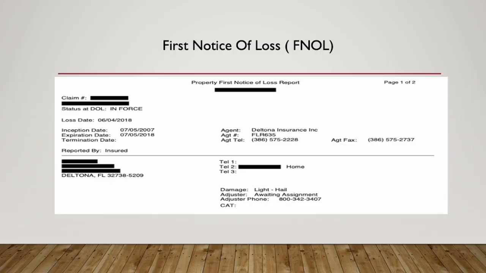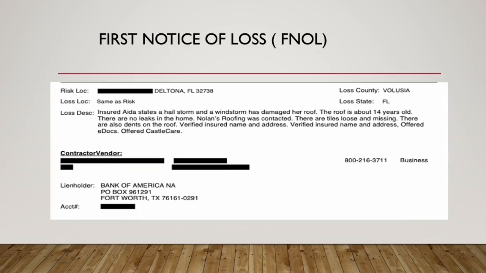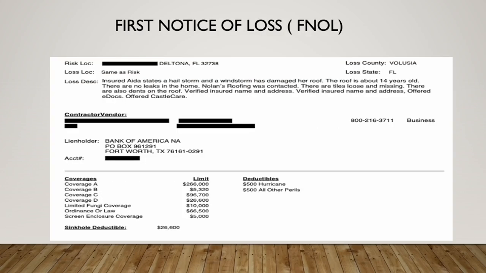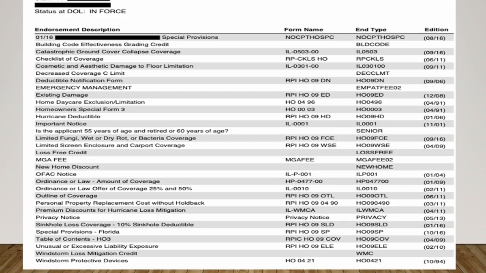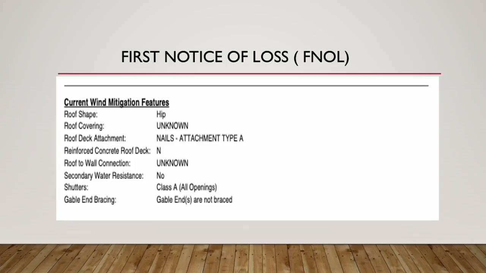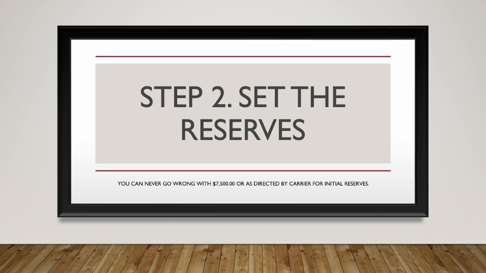This is additional information. Just zoomed in. You have your inception date, expiration date, insurance information, and the damages that's being called in. You have the risk location, you have the loss description, you have the lien holder information, your coverages and deductibles, and you also have your endorsement description. And in addition, it gives you current wind mitigation features on the home, if certain mitigations were done to the home. Once you have reviewed all the pertinent information, you want to set your reserves.